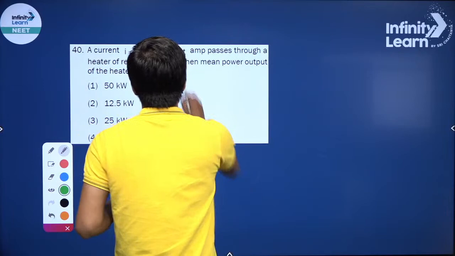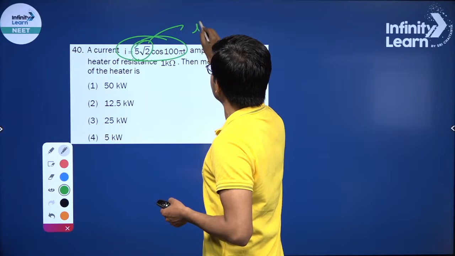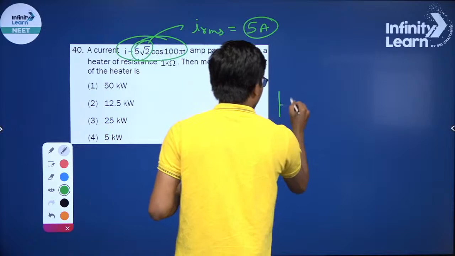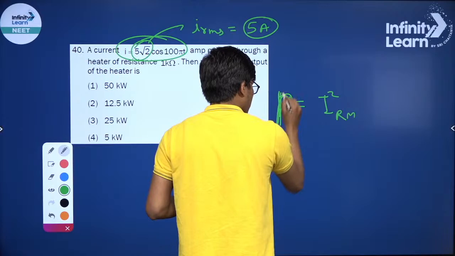So, this is obviously a sinusoidal current. If this is the peak value of current, what will be the RMS value of current? Just divide it by root 2. So, RMS value is 5 ampere. Whenever you have the RMS value and you need to calculate the heat in a resistance, just apply the formula. You don't need heat actually, they have asked the power. So I square into R.